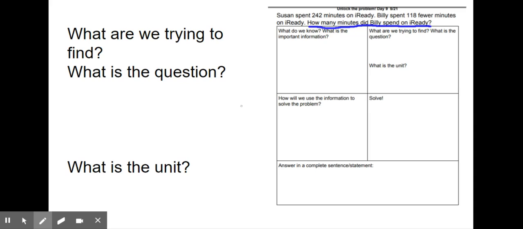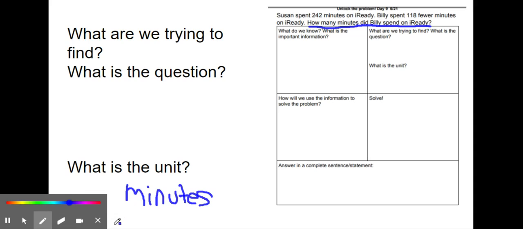Okay, so if that is the question, within the question, it should help me figure out the unit. So what is the unit? So I'm trying to find how many minutes Billy spent on iReady. So the unit would be minutes, right? Because I need to know how many minutes he was actually on iReady. I don't know right now. I just know he was on less than Susan, right? 118 fewer minutes than Susan. So the unit would be minutes.